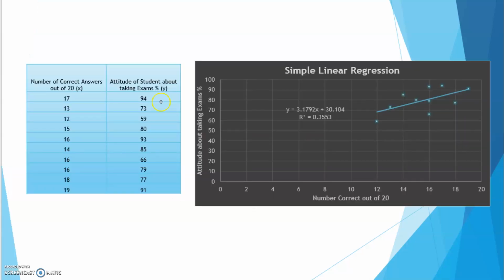Okay, so if this is our table right here, we'll plot all of these points, so 17 and 94, we'll plot all these points over here, and then draw this straight line. To get the equation for this straight line, that is linear regression. So the equation for this straight line would be 3.1792x plus 30.104. And then we'll talk about this here in a little bit.